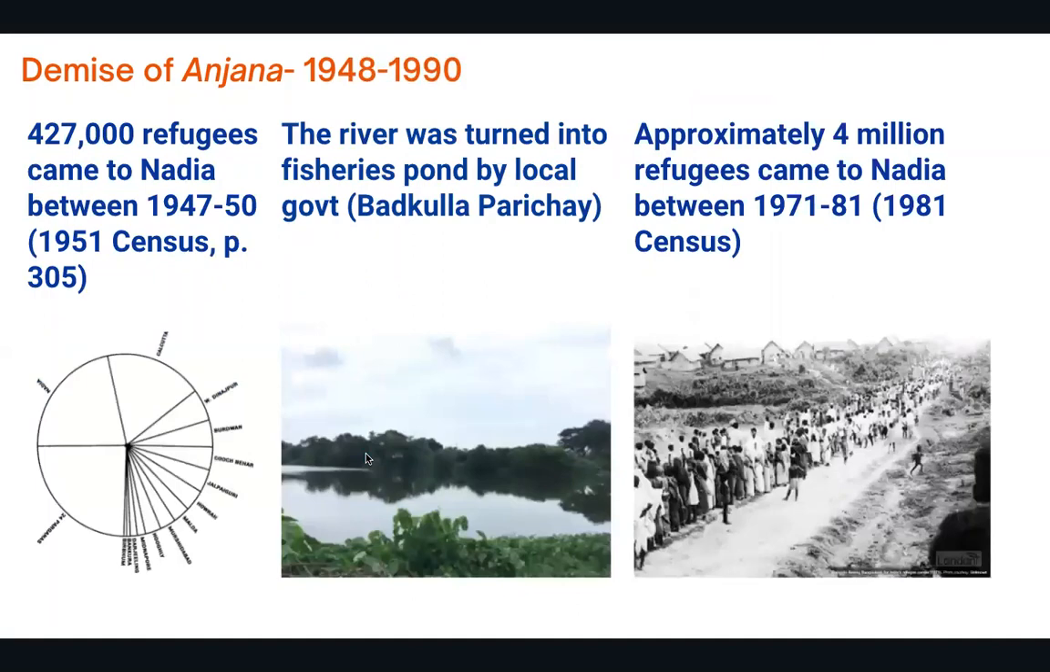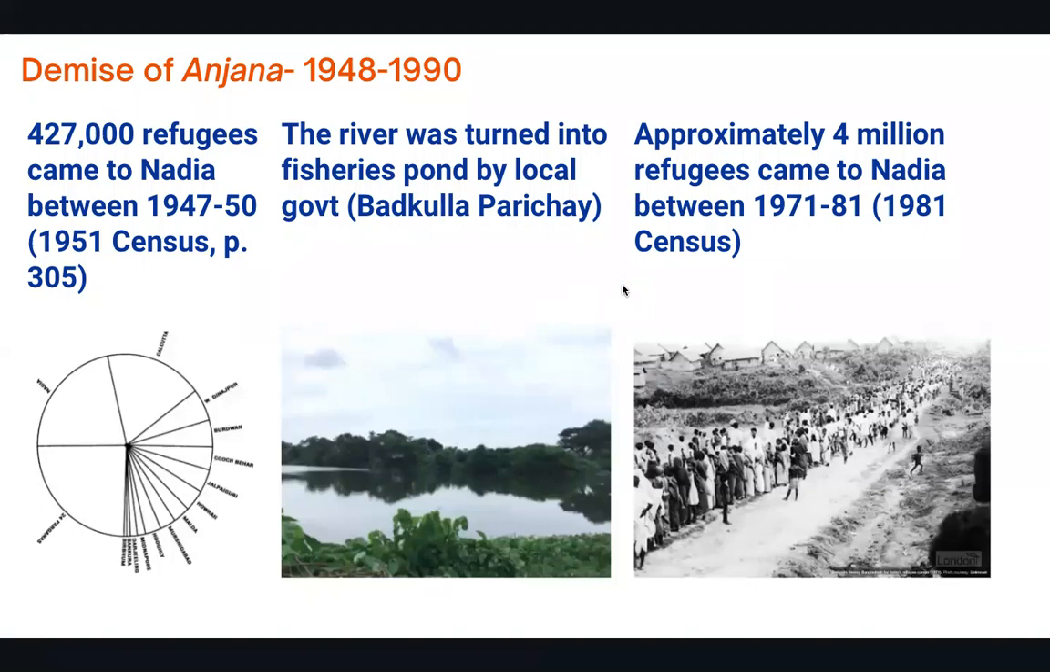The demise of Anjana in the post-independence period, from 1948 to 1990, started with the refugees who came to Nadia. Within three years, almost 0.4 million refugees came to India. To sustain these people and give them economic activities, the then West Bengal government started to introduce fisheries in that area. In the name of the fishery, the river was divided and converted into several large ponds, and they exist till now. This is one of such ponds, known as Ghoshpur, which is located in the heart of the city, and it still exists there.